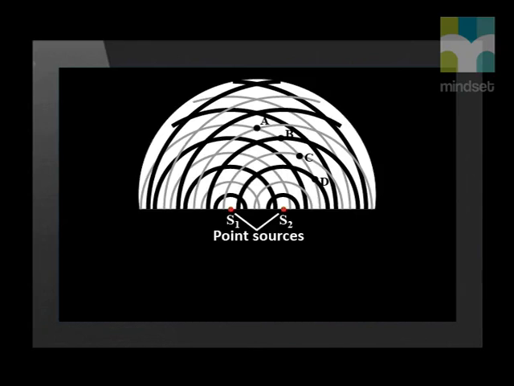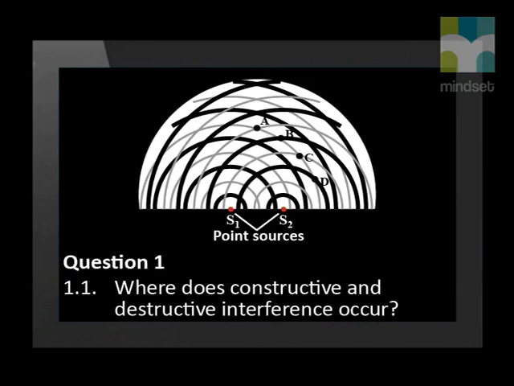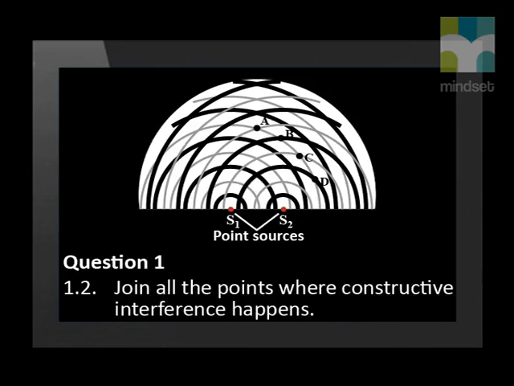Here's the first question. Find this drawing of the 2-point sources in your series guide. Where does constructive and destructive interference occur? Use a colored pencil to join the points where constructive interference happens. The lines you draw are called the antinodal lines.